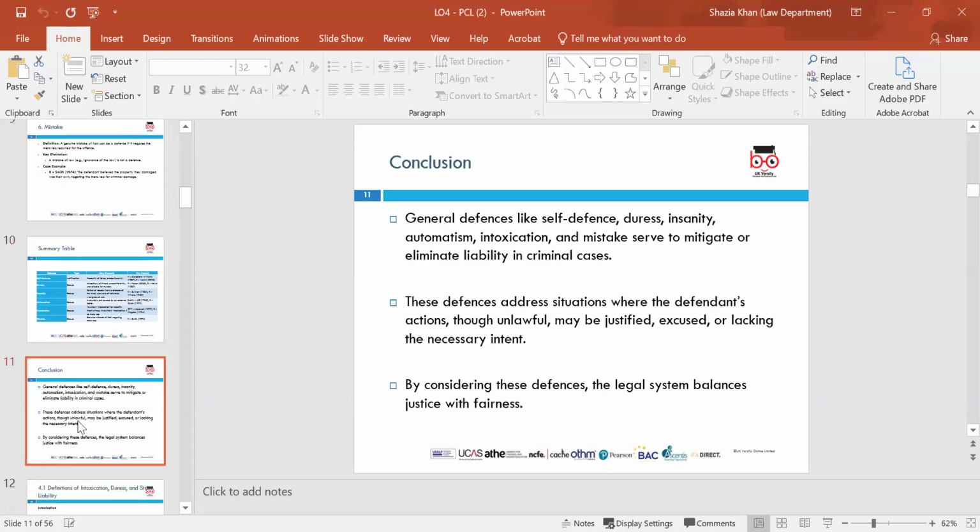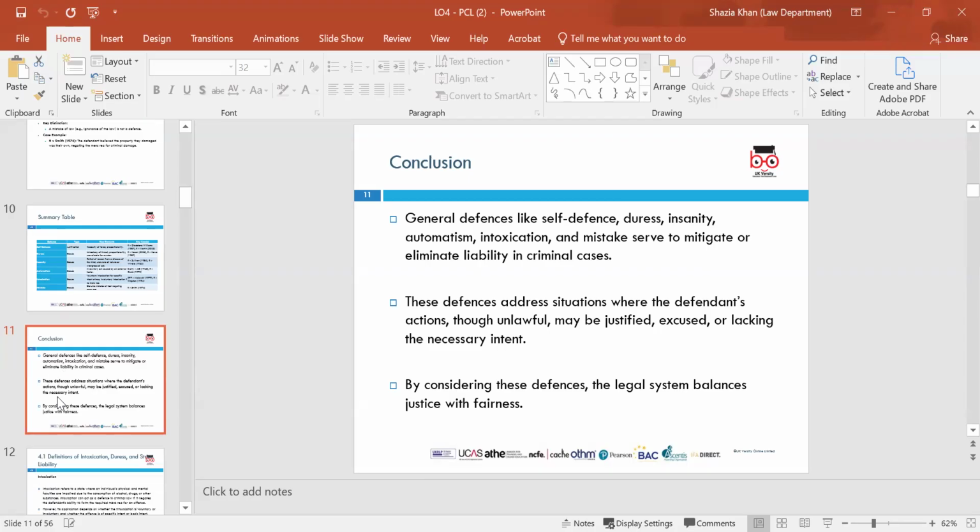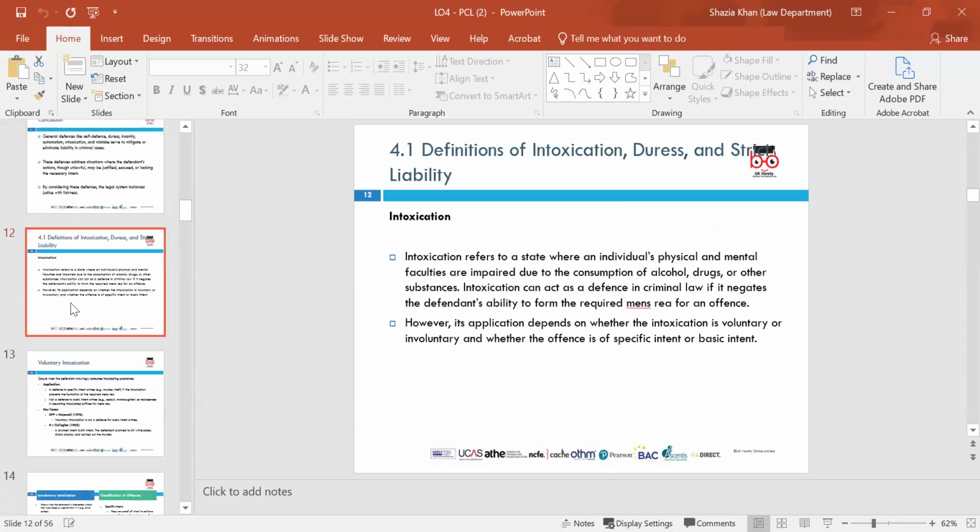So in conclusion, general defences like self-defence, duress, insanity, automatism, intoxication and mistake serve to mitigate or eliminate liability in criminal cases. These defences address situations where the defendant's actions, though unlawful, may be justified, excused, or lacking the necessary intent. By considering the defences, the legal system balances justice with fairness.